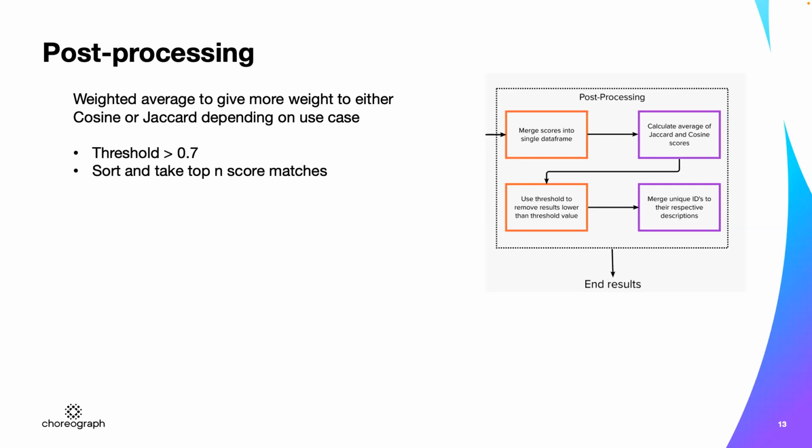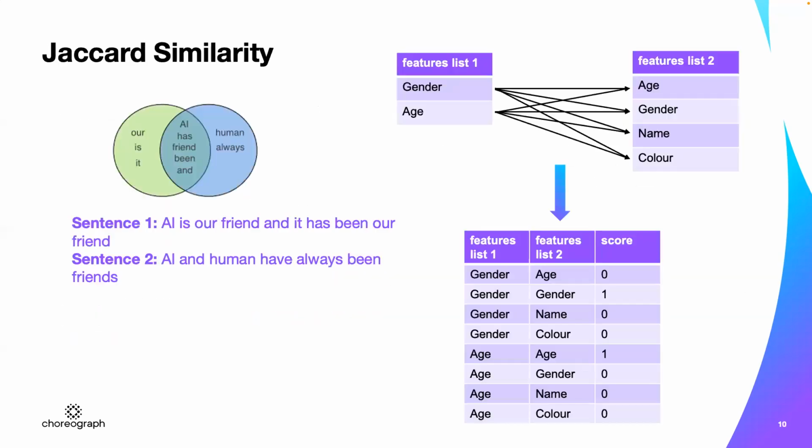And then, since we have already sorted the match list in descending order, so we have the highest score matches at the top, we take the top N matches for each single feature in list 1. I will go back to the slide to explain that. For example, I have the gender feature name from list 1, and I have matched it to all the 4 feature names from list 2. Now I don't want to see all of these 4 matches.